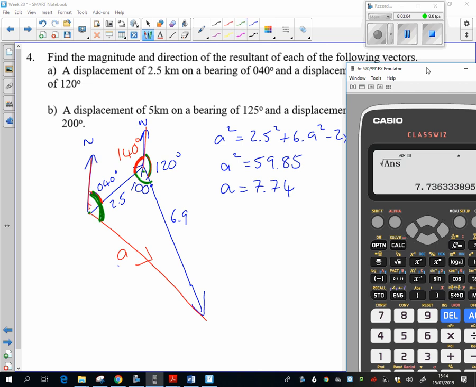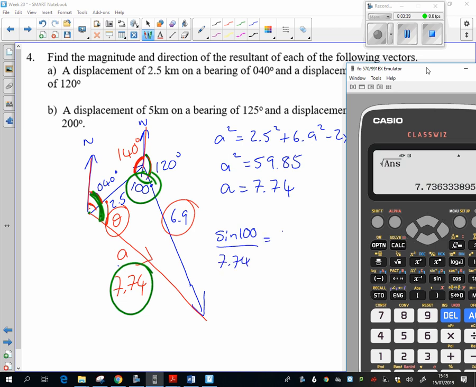I know that that's 40 degrees. So if I can get that interior angle of the triangle, then I'm going to be able to add those together and have it as a bearing. And I think I should be able to do that because I've got 100 degrees and 7.74, so that's one opposite pair of sides and angles. And then I've got 6.9, if I call that angle theta. So I can use sine rule and say that sine 100 over 7.74 will equal sine theta, this angle I'm trying to find, over 6.9.